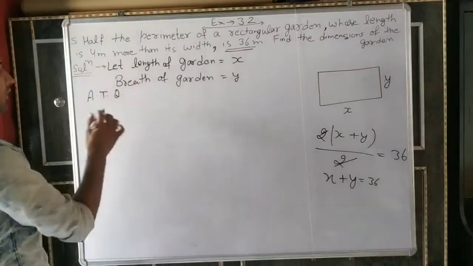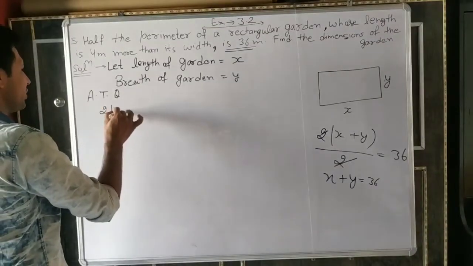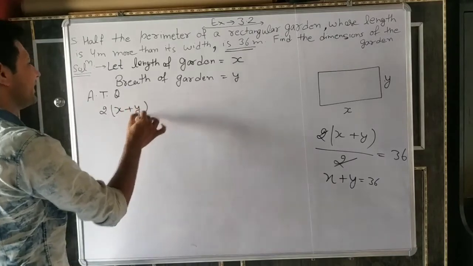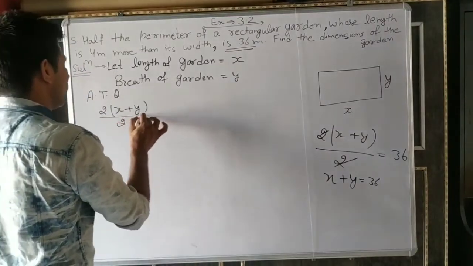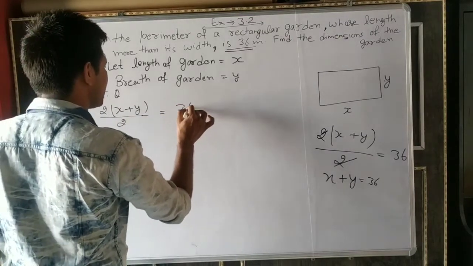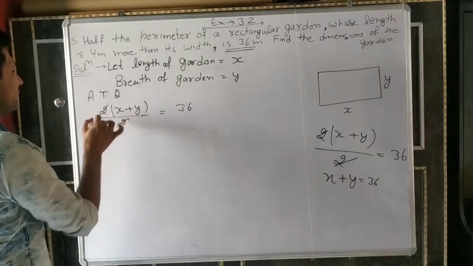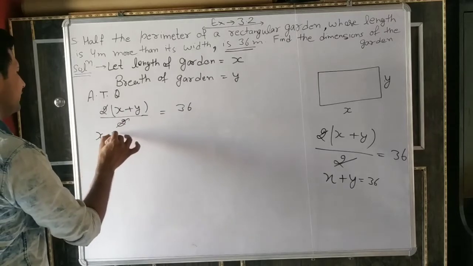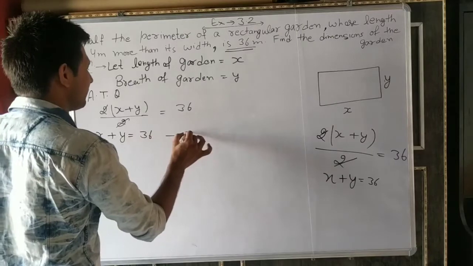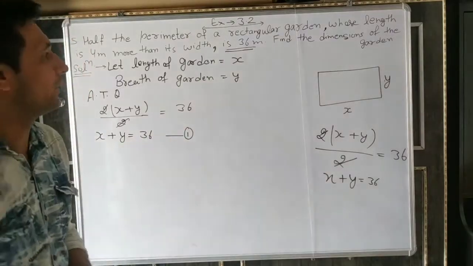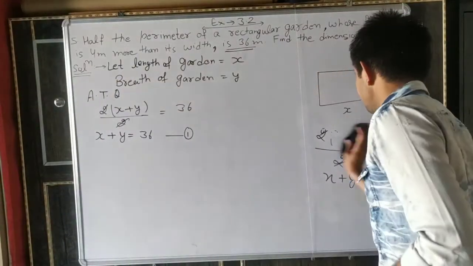So you write according to the question: 2 into x plus y is the perimeter. But half the perimeter, meaning divided by 2, equal to 36. 2 cancels by 2. So what remains? It becomes x plus y equal to 36. Equation number 1. Understand it?